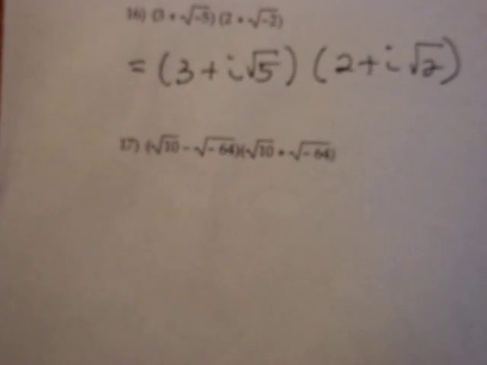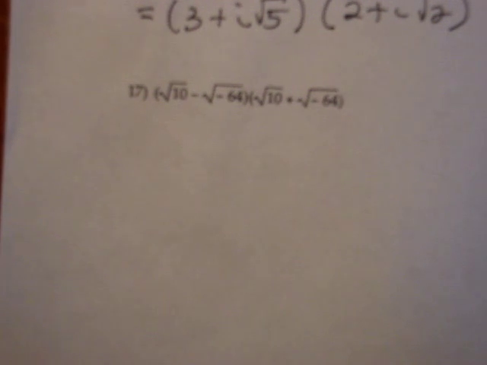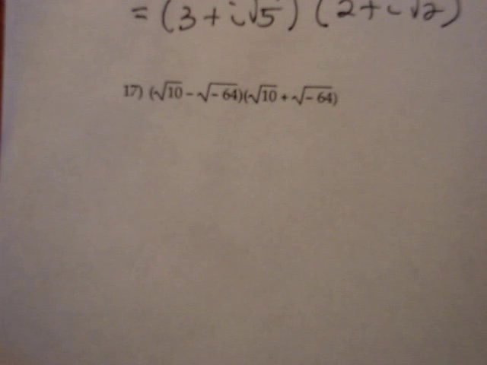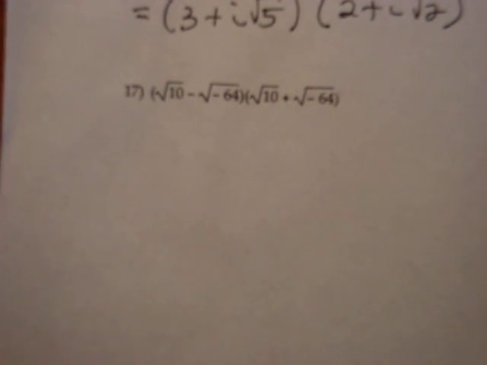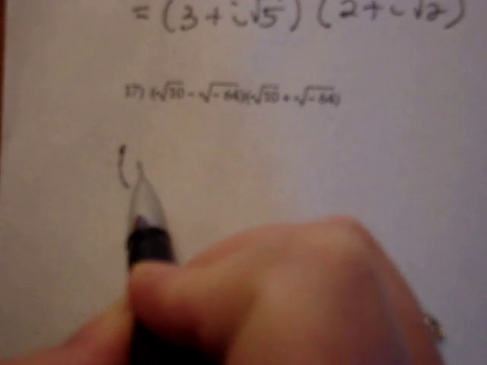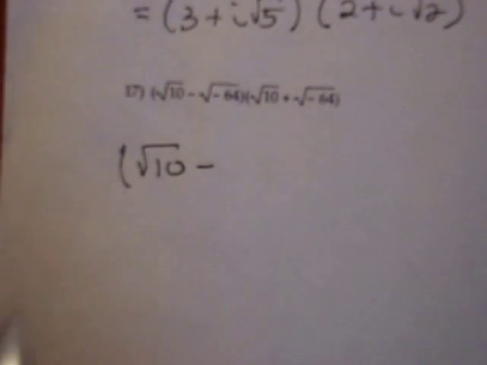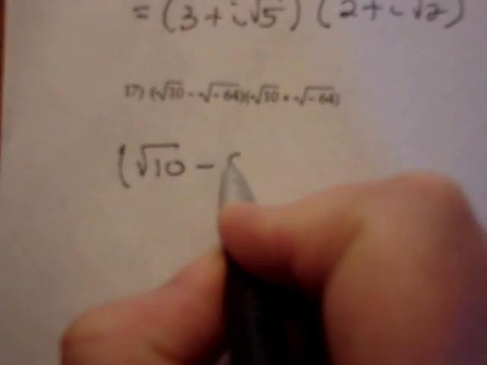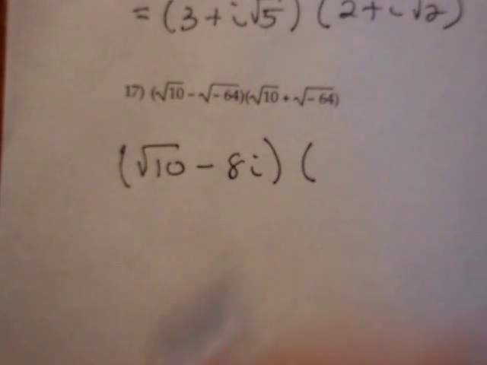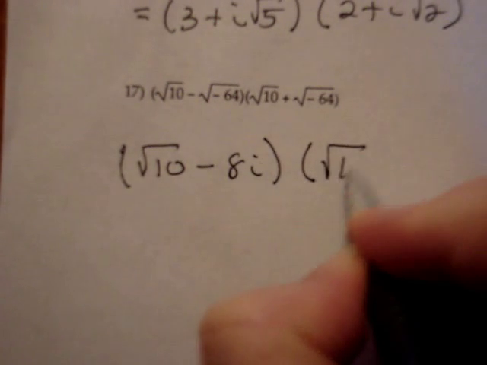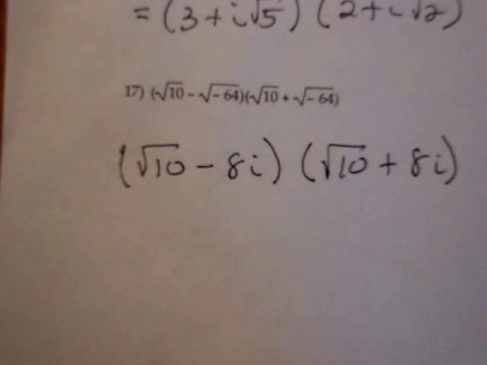Number 17, let's look at 17. Okay, again I'm going to do the same thing. I'm going to try and simplify as much as I can first and then go from there. So let's see. This will be the square root of 10 minus, now let's try and do the square root of negative 64 in our heads. Let's see. That's 8, isn't it? The square root of 64 is 8, so that would be 8i. The next one is square root of 10 plus 8i.